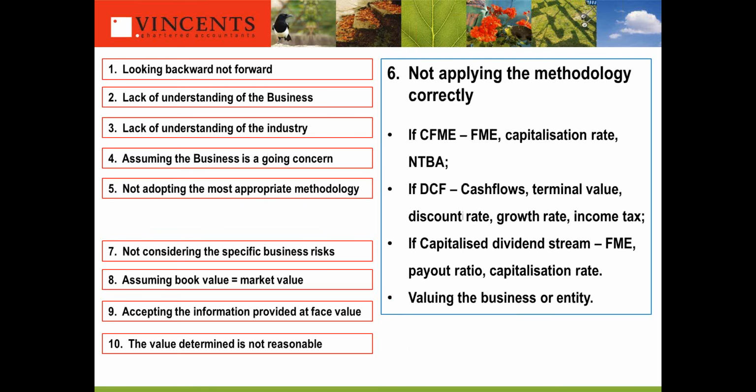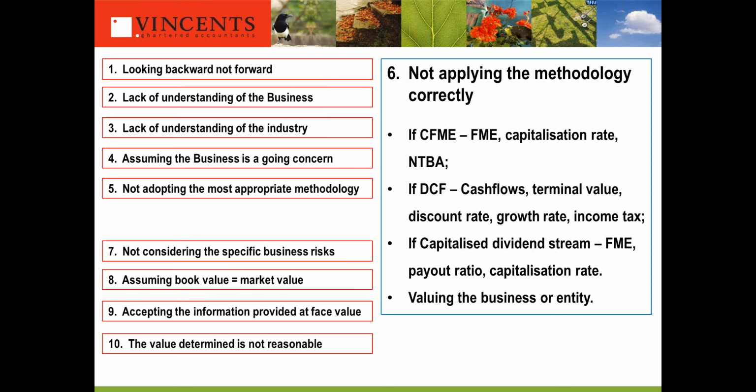So leading on from that then is not applying the methodology correctly. So assuming the valuer has adopted the correct methodology. So in this slide, CFME stands for capitalisation of future maintainable earnings. So if you're going to adopt that methodology, you have to make sure you correctly calculate, firstly, the future maintainable earnings. So again, it's not just a matter of averaging the last 3 years. The capitalisation rate. So that's actually a rate that reflects the risks of the business. It's not just everyone else pays 3 times. You should specifically identify the risks of the business you're valuing.